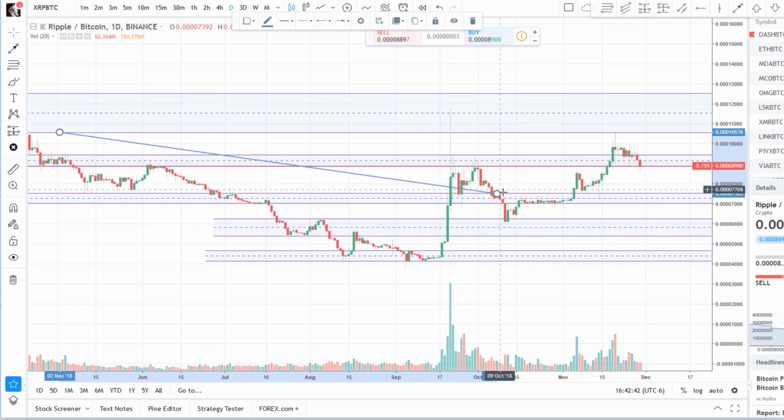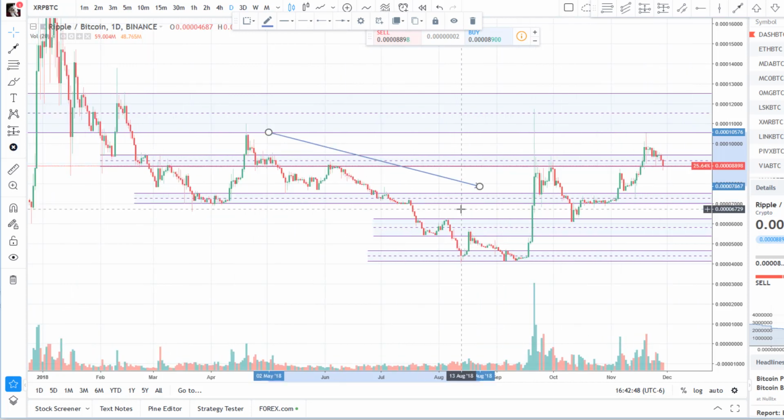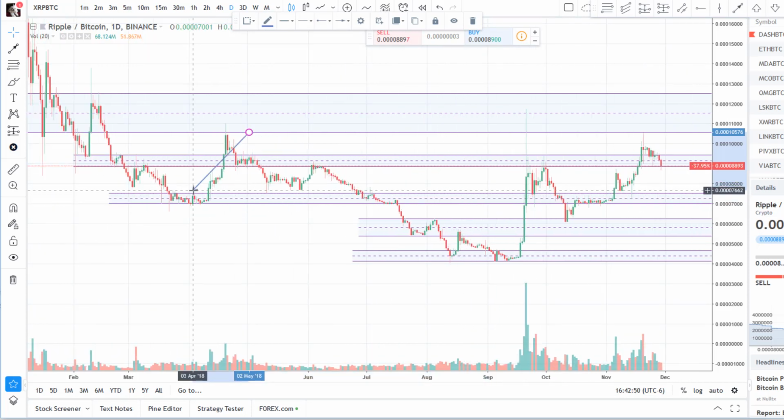Remember, we drew this value range, this channel on this one here. We didn't draw it. I think we even drew it back further than that. Yeah, we drew it back here on this.